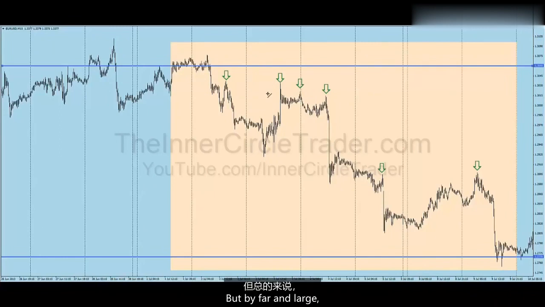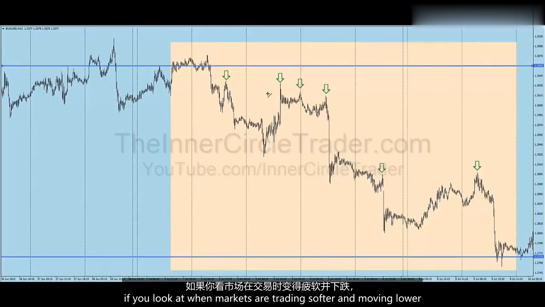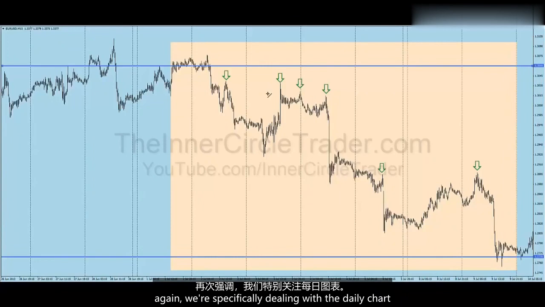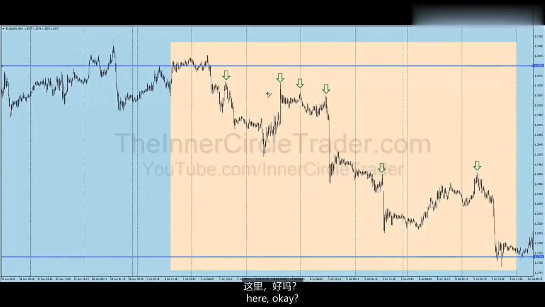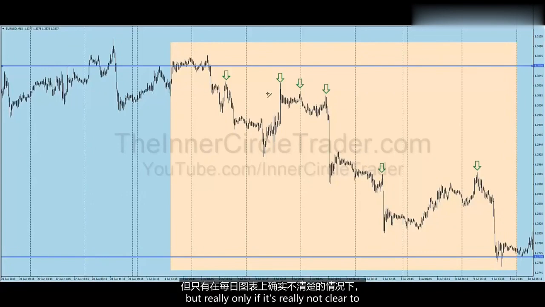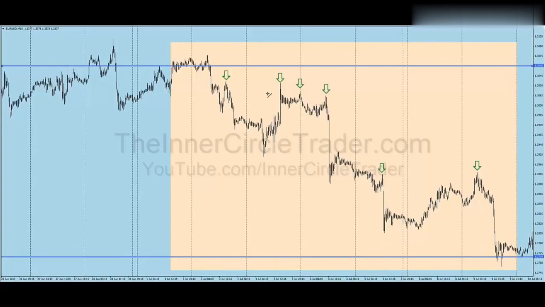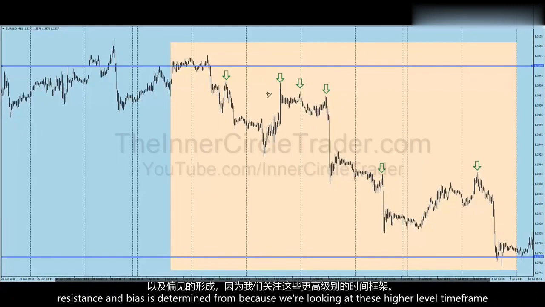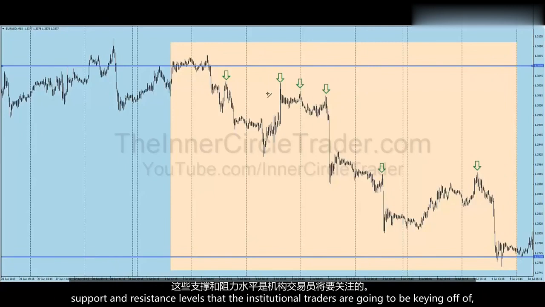Okay, but by and large, if you look at when markets are trading softer and moving lower based on the higher time frame, again, we're specifically dealing with the daily chart here. You can also move down to the 4-hour, but really only if it's not clear to you on the daily. So the daily or the 4-hour is where your higher time frame key support and resistance and bias is determined from, because we're looking at these higher level support and resistance levels that the institutional traders are going to be keying off of.